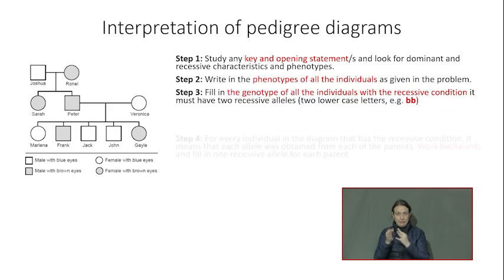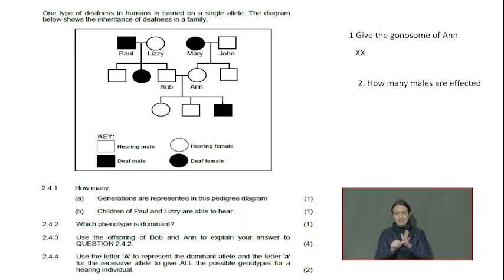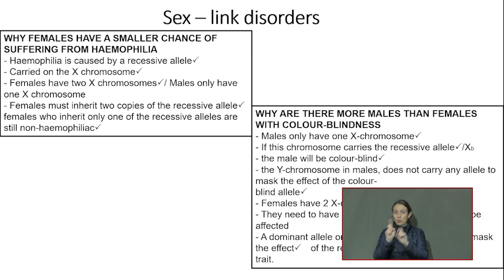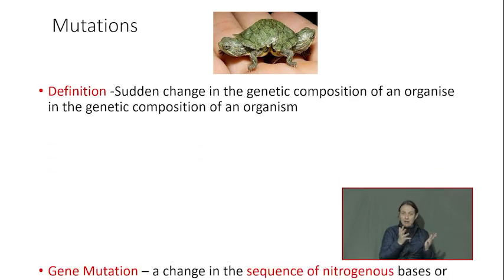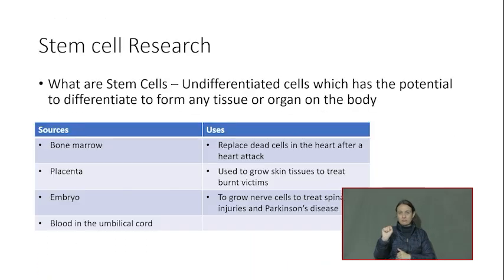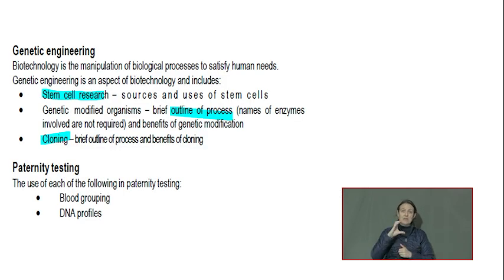Very important. So those are just the steps to follow and different questions. Sex-linked disorder, why are more males affected? It's the same as why females have a smaller chance, guys. It's the same. And then mutations, we have done that. We are good, right? Stem cell research, know the definition of stem cell and also the sources as well as the uses. Cloning, ladies and gentlemen, as well.